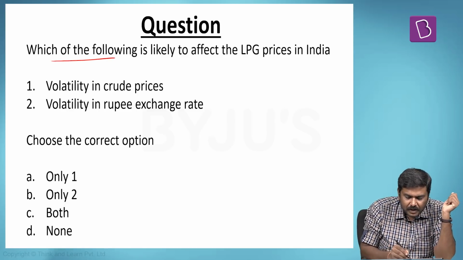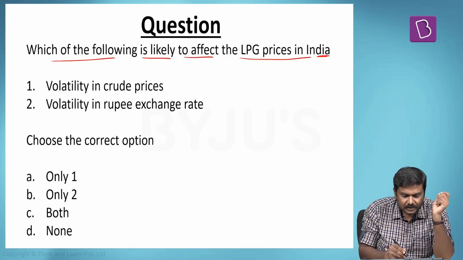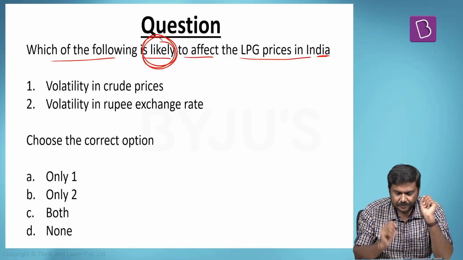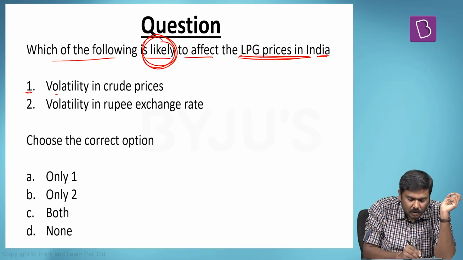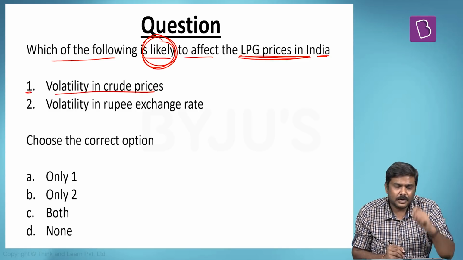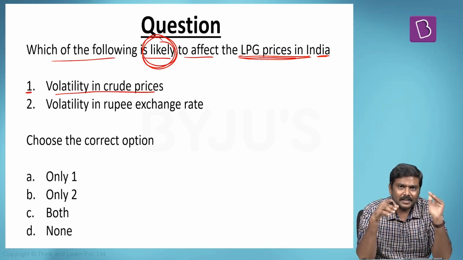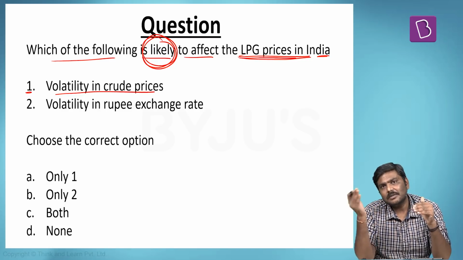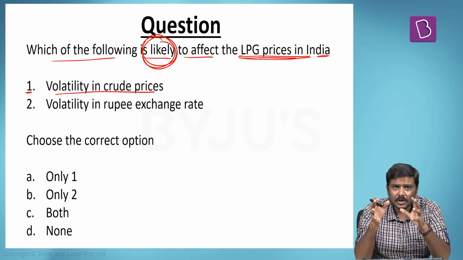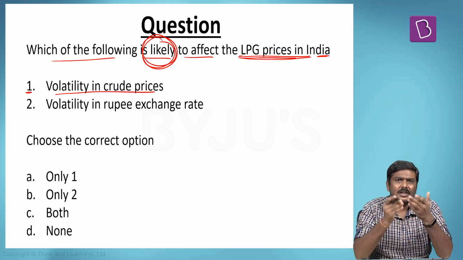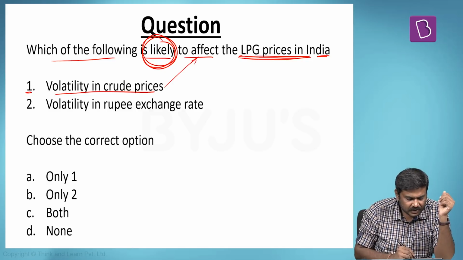Which of the following is likely to affect the LPG prices in India? Underline the term likely to affect. So LPG prices in India will likely be affected by one, volatility in the crude prices. Is it okay? Because crude is the raw material for LPG. So volatility in the price of crude obviously will have an impact on volatility of LPG prices. And since we import a substantial amount of LPG, the prices of LPG will also be affected. So first one is correct.